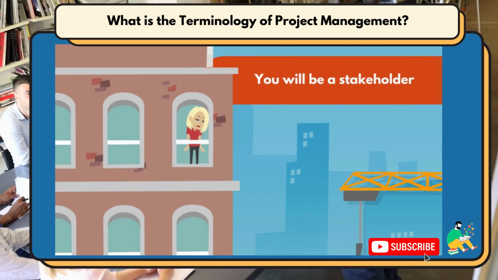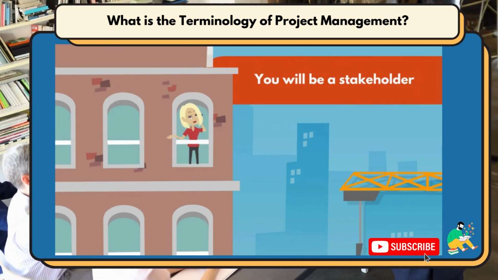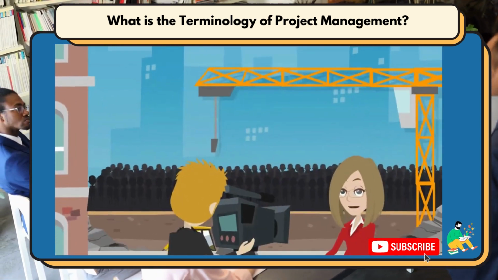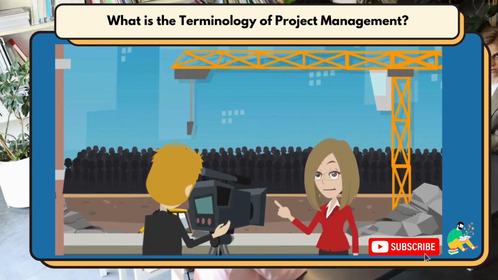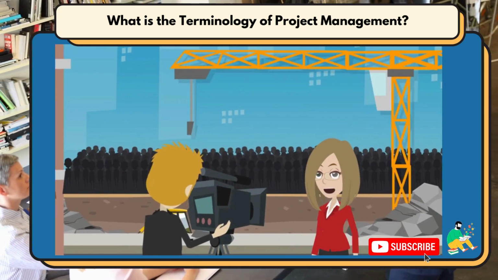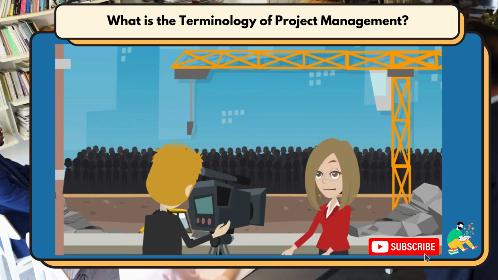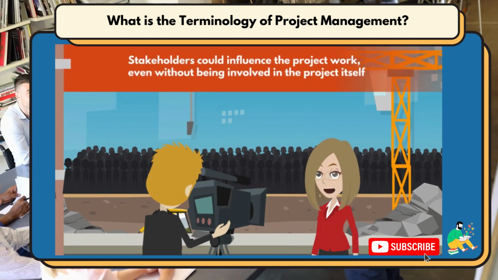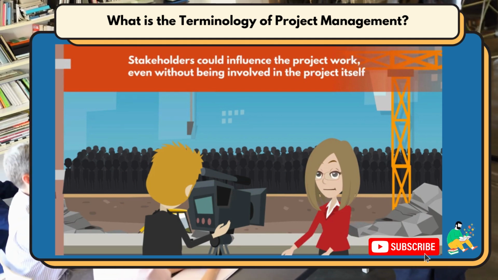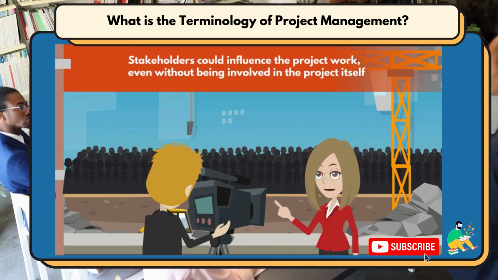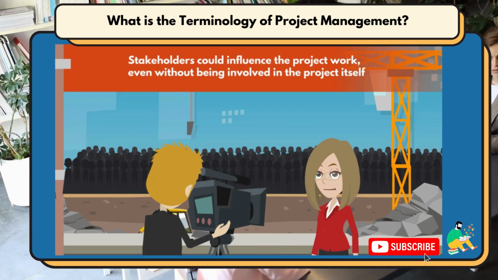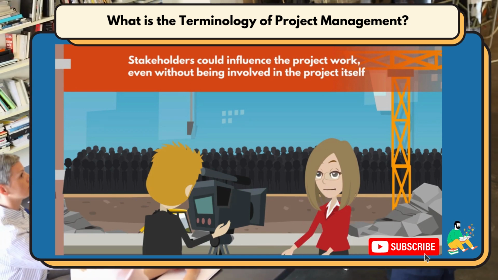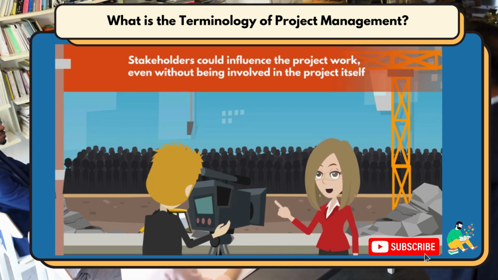You are influenced by the work, and in case there are big delays, you and your neighbors could attract media attention to the problem. In this way, you could also influence the project work. It's important to remember that stakeholders could influence the project work, even without being involved in the project itself. And yes, the project manager and project team are definitely stakeholders too.